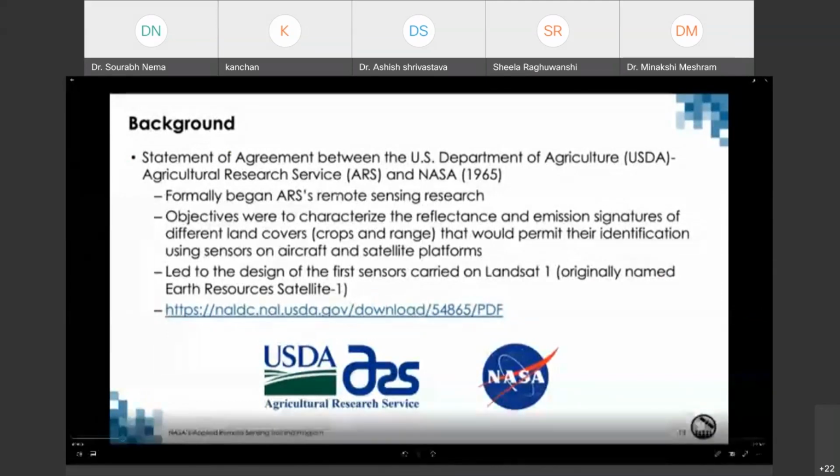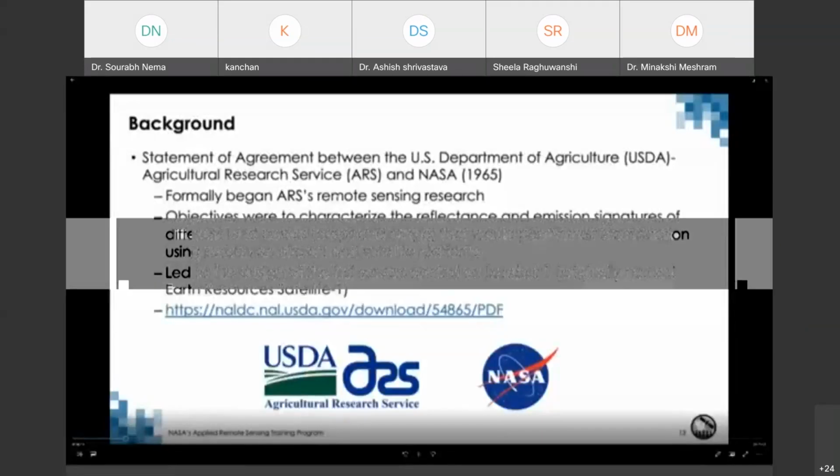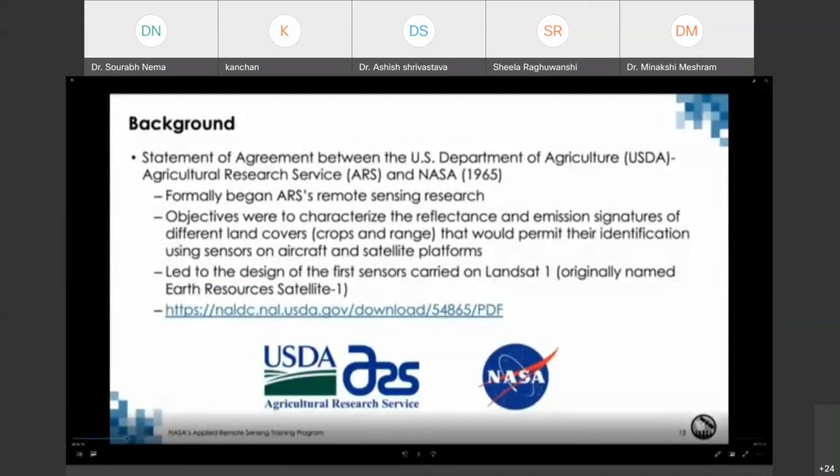With the proven ability to observe Earth from space with multispectral instruments, a statement of agreement was signed between the U.S. Department of Agriculture and NASA in 1965. This interagency collaboration formally began remote sensing research with the USDA's Agricultural Research Service. The objectives were to characterize the reflectance and emission signatures of different land covers, both crop as well as rangeland, that would permit identification using sensors on aircraft and satellite platforms.